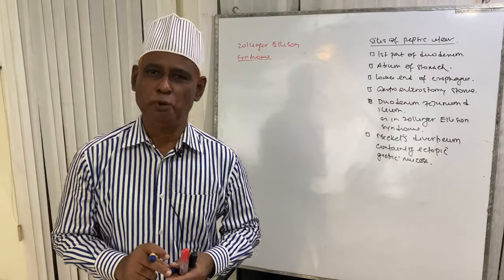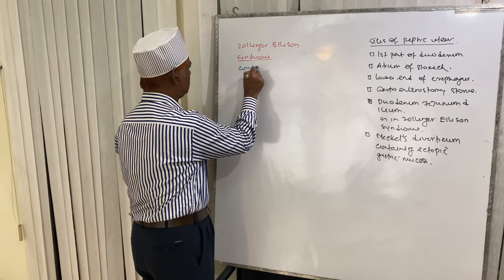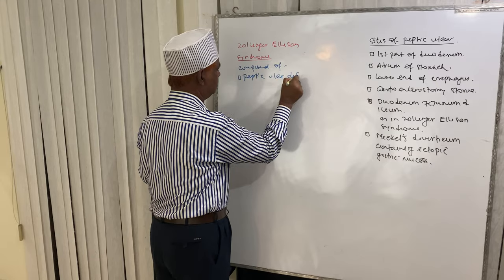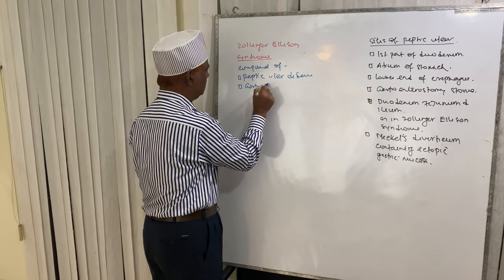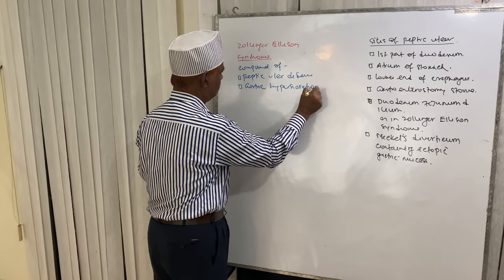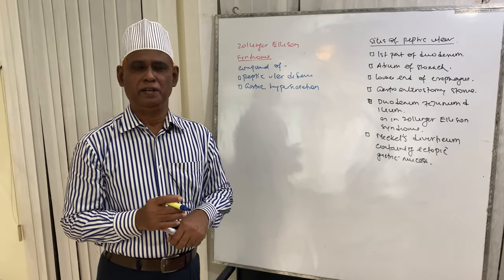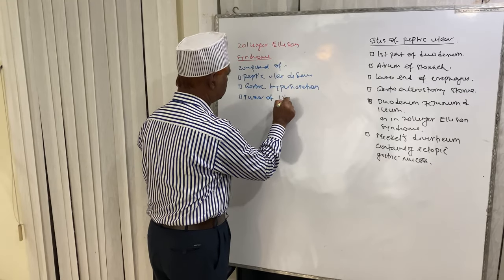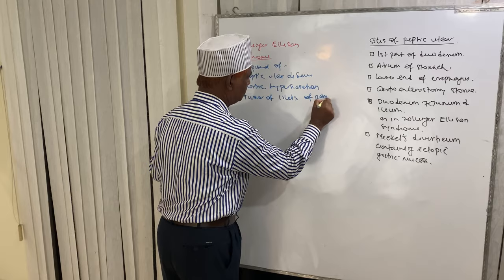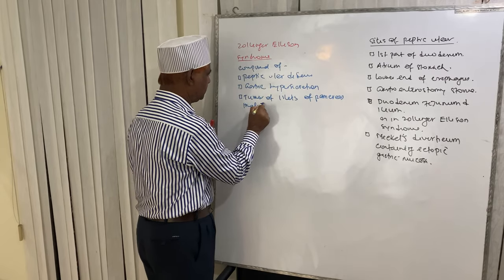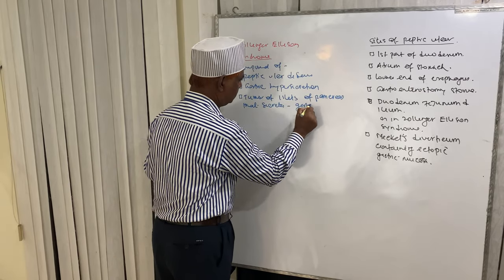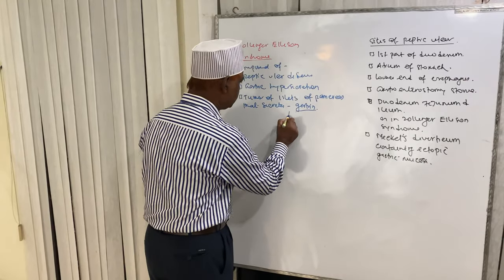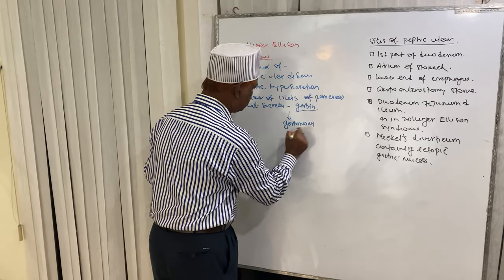Dear audience, this syndrome is composed of peptic ulcer disease, gastric hypersecretion, and tumor of islets of pancreas that secretes gastrin. This gastrin secreting tumor in the pancreas is known as gastrinoma. So the name of the tumor is gastrinoma, and this tumor secretes gastrin.